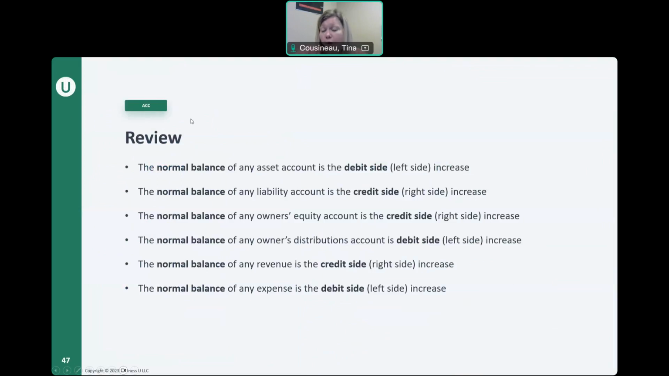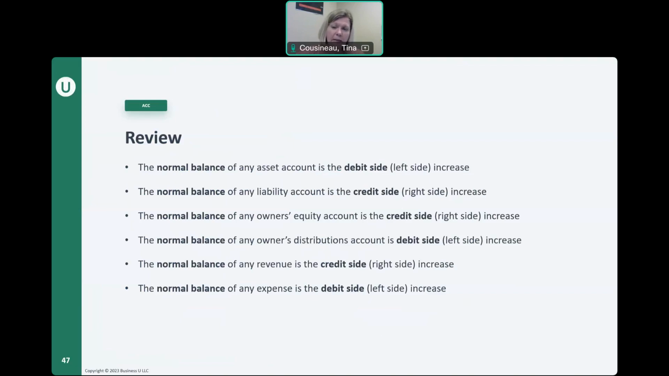All right. So hopefully you got the right answers to that knowledge check number 2. If not, no worries. We will review. But as we take a look at what we've talked about today, the normal balances are extremely important. So the normal balance of an asset is a debit. The debit's on the left-hand side. The assets are on the left-hand side. The debit's on the left-hand side. It's an increase. So the normal balance of any liability account is on the credit side.